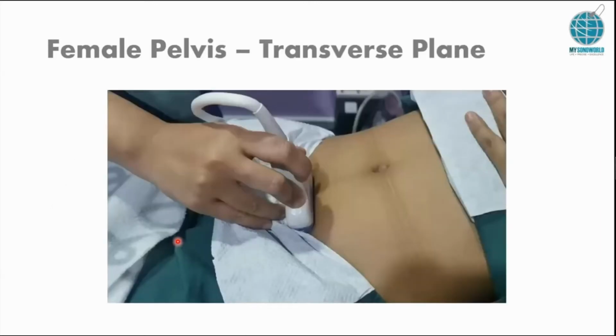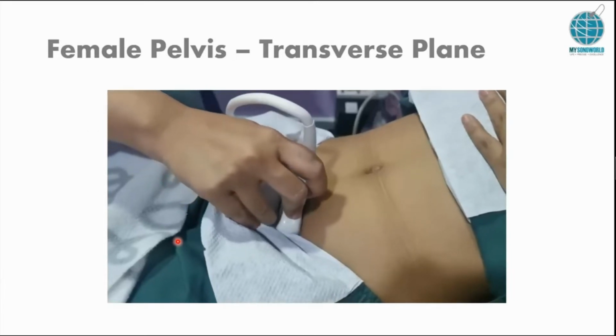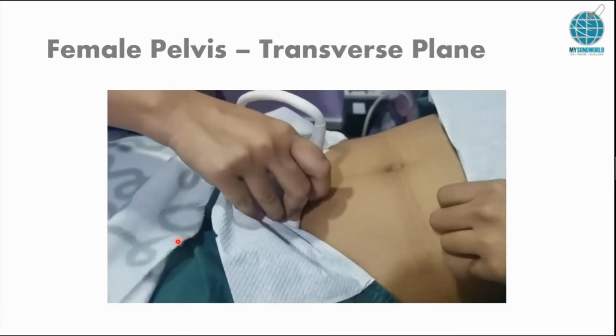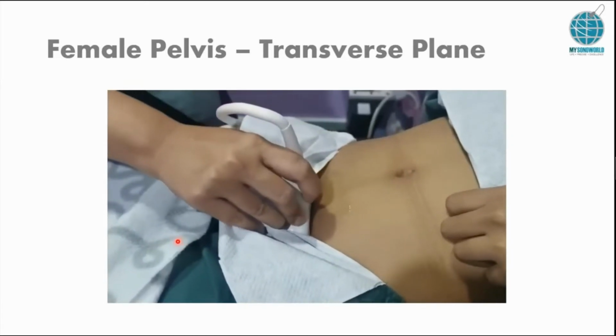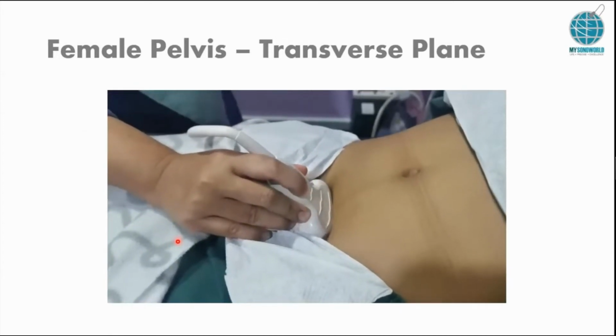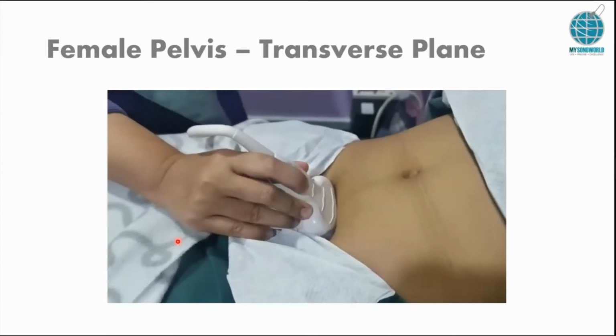Let's take a look. Yeah, this is a female pelvis in transverse scan. I didn't pull it down so much, but you can actually put the probe down lower until it hits. See how it's angled downwards. Because it's really lower. So look at this angulation. If you are angling upwards, you will not be able to see the bladder.